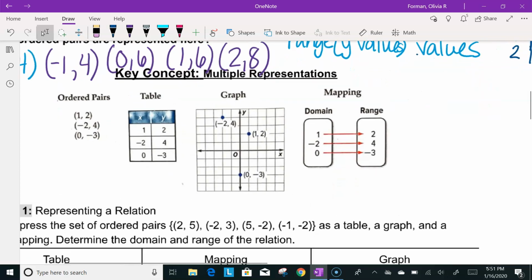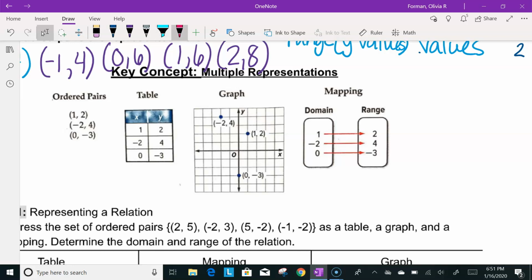So all this is doing is showing you the 4 different ways that we look at relations. The first is just giving you a list of ordered pairs. So that 1, 2, -2, 4, 0, -3, those are our 3 ordered pairs we're starting out with. If we were to convert those ordered pairs into a table representation, we would get this right here, where our x values are 1, -2, and 0, and the y values are 2, 4, and -3. Those 3 elements are showing up again, just in a different format.